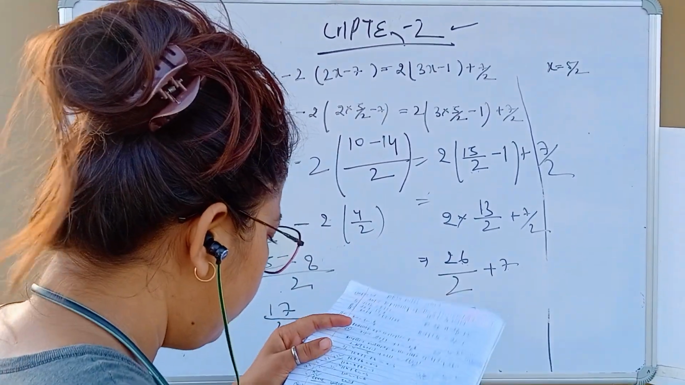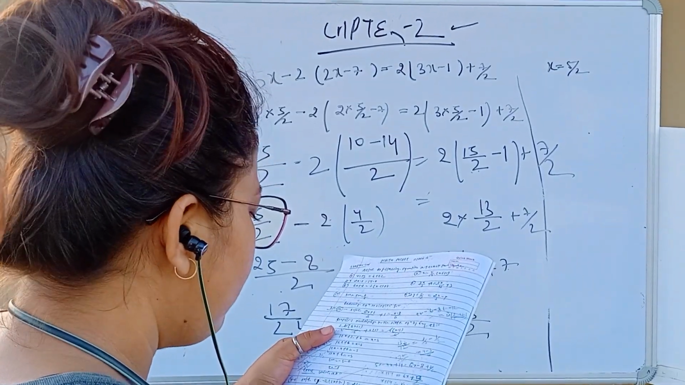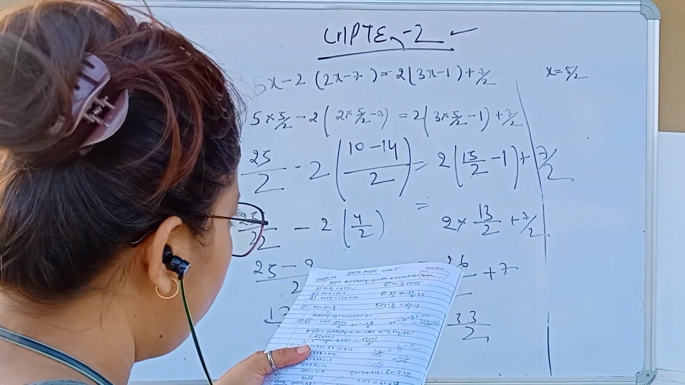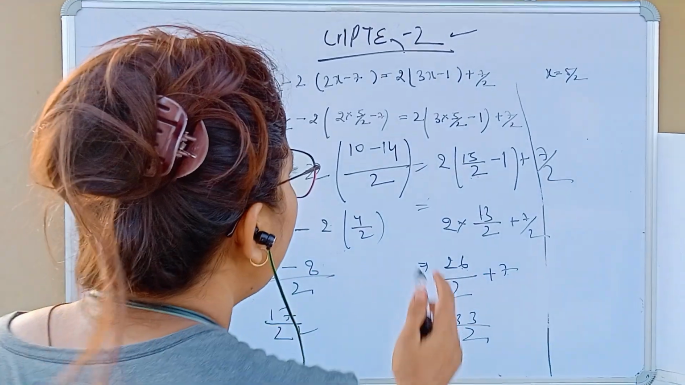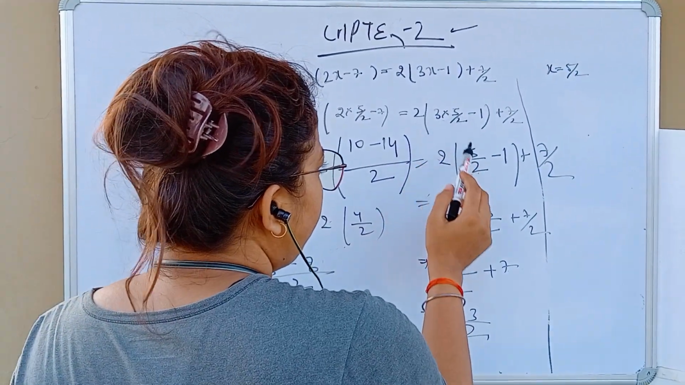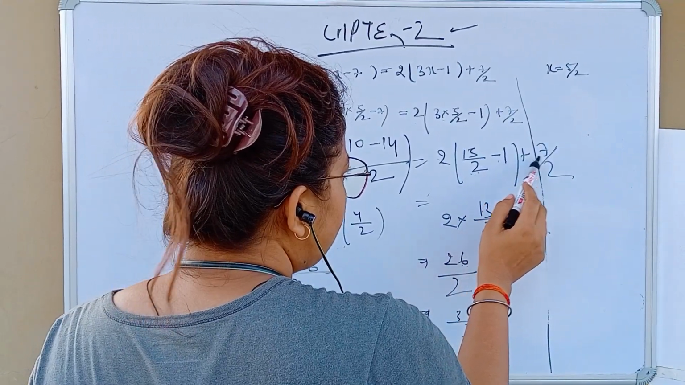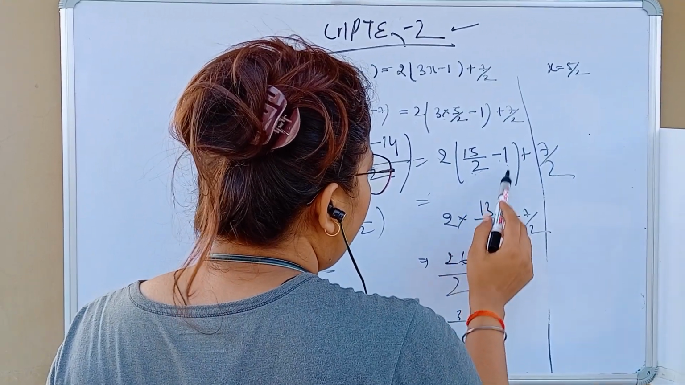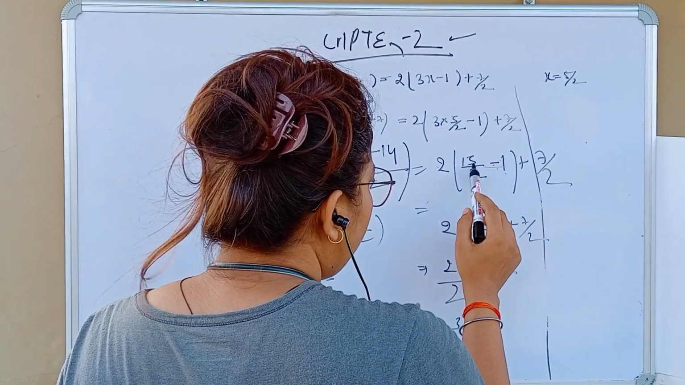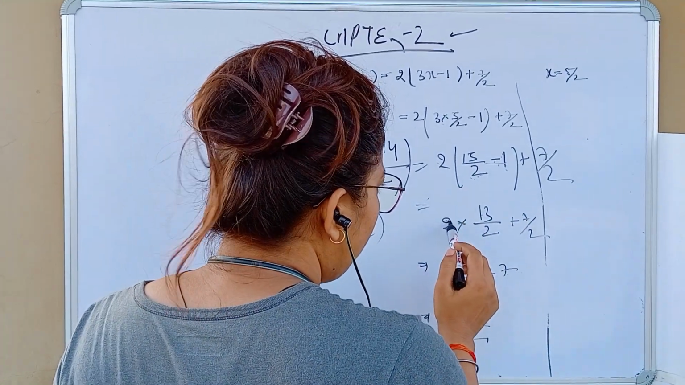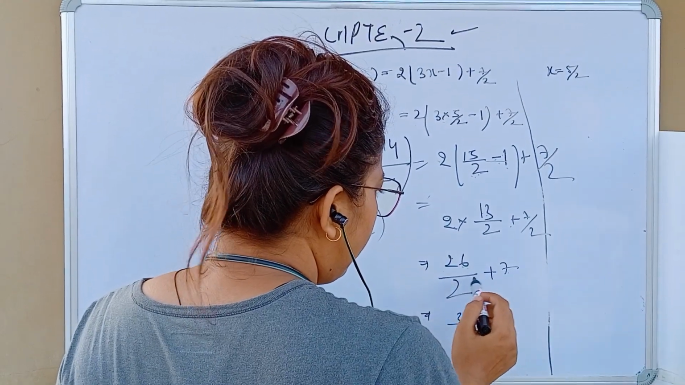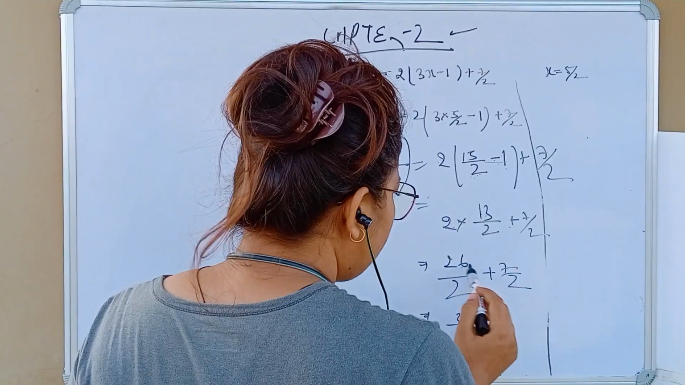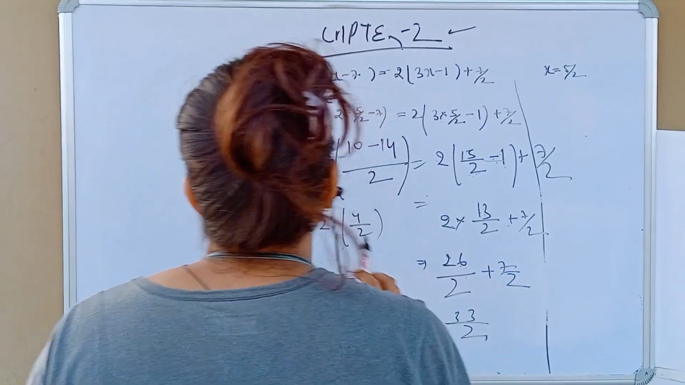Different 2 3x minus 1 plus 7 by 2. So 2 into 3 into 5 by 2 minus 1 plus 7 by 2. So 2 3 5 is 15 divided by 2 minus 7 plus 7 by 2. So here take 2 LCM, then 13 by 2. 2 multiply 2 plus 7 by, 26 plus 7, that is 27. 7 6 13 33. Here is correct.